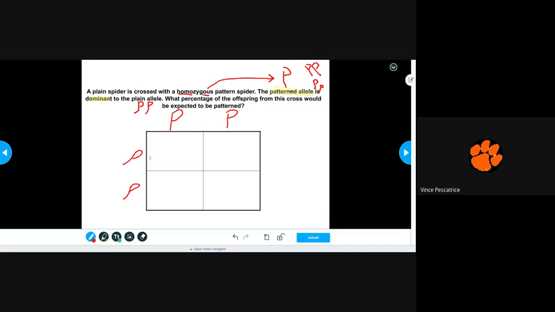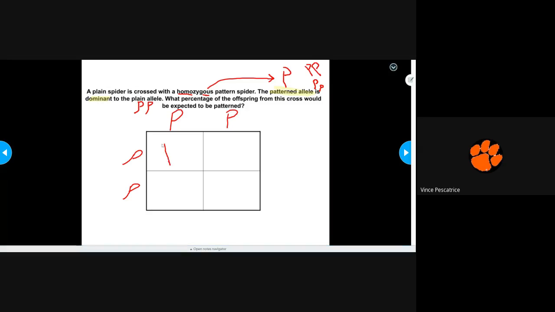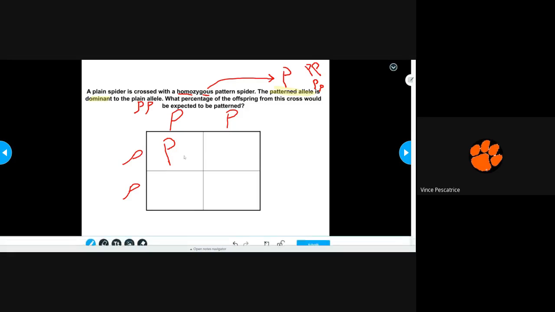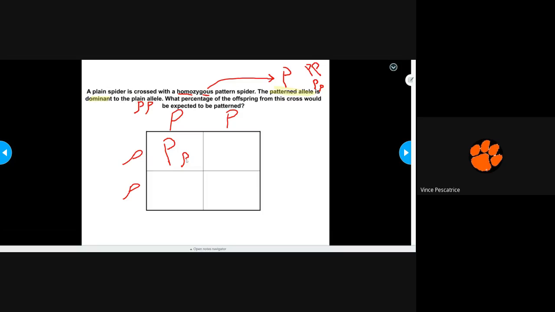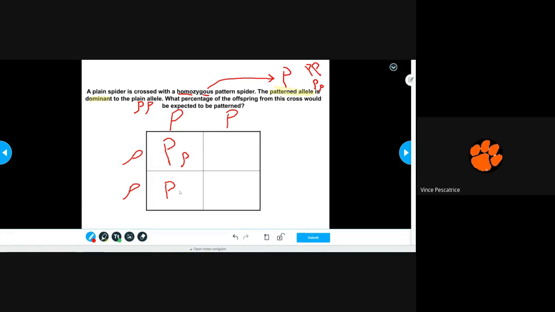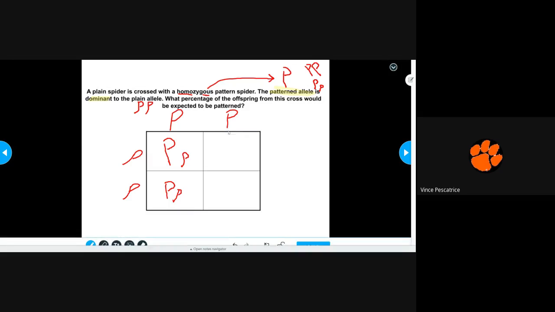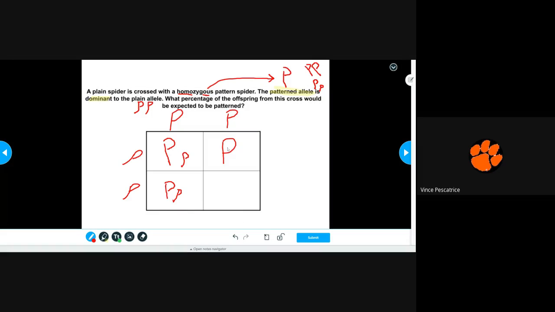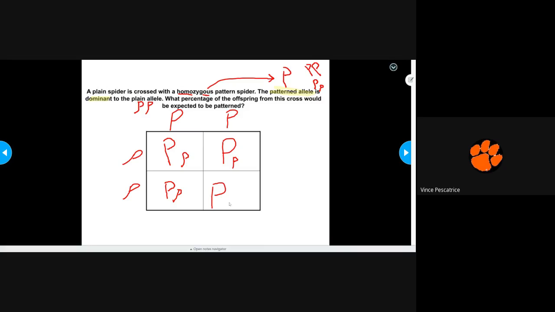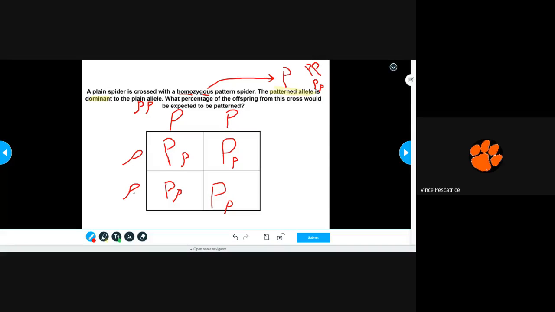All right, so let's see here. So this would be one uppercase P like this, and one little p like that. One uppercase, and then this one comes over, one lowercase. One uppercase drops down here, and this one slides over here. So this is going to be a lowercase p. We have an uppercase P, and we have a lowercase p. So this is what your cross looks like when you're done.